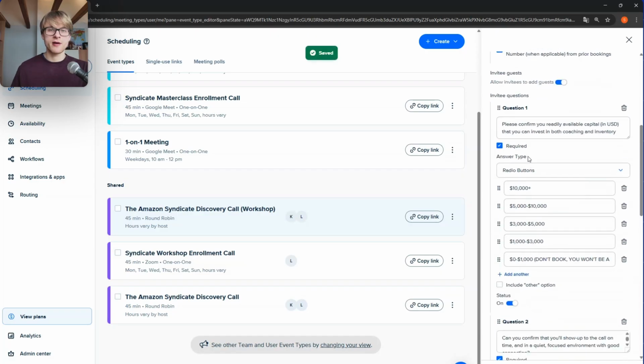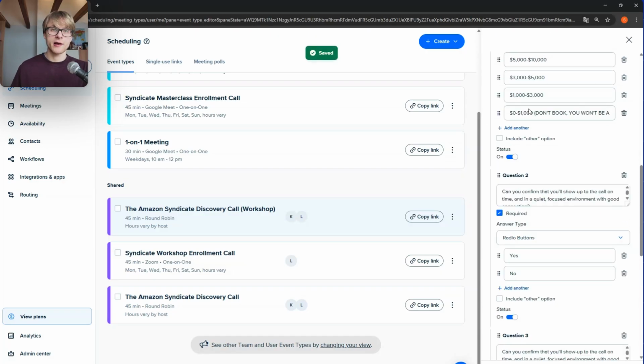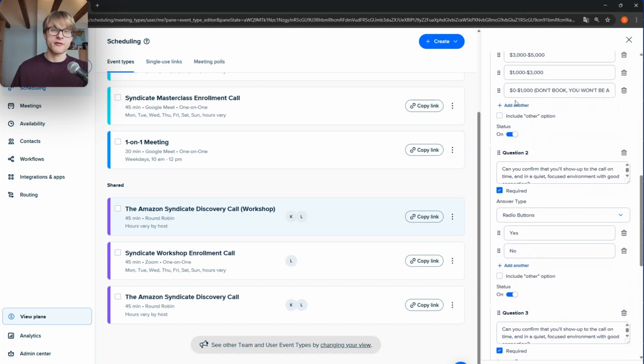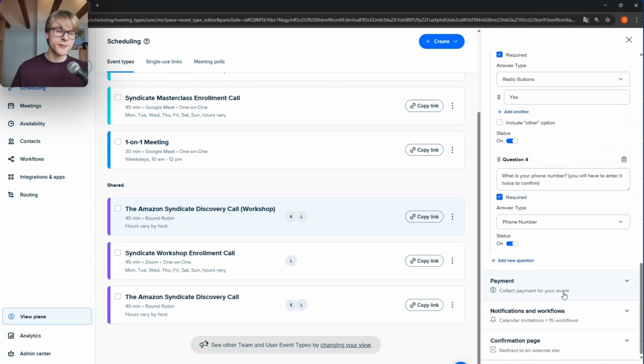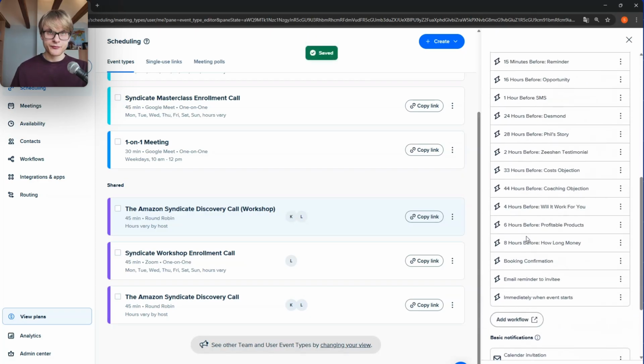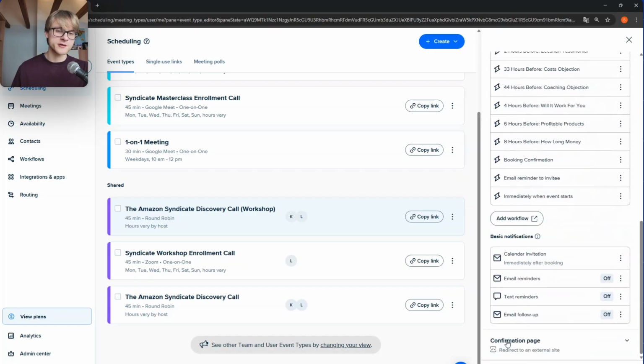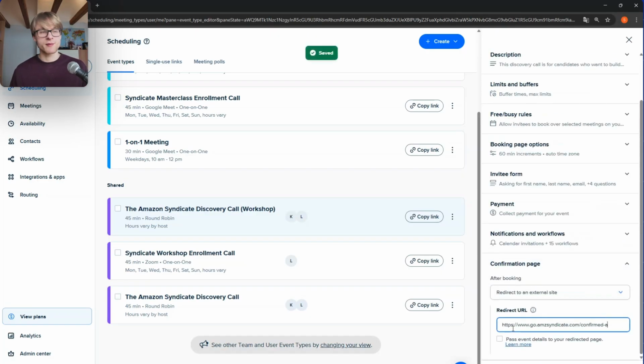We have our invitee questions, such as confirming their budget to add friction, and whether they can confirm they will show up, strict no-show stuff, and so on. We're collecting their phone number over there, and then we have a bunch of workflows, as you can see. Then we redirect them to a confirmed A page if they book from this call. But essentially, we're routing them through a Typeform, and then from the Typeform they get redirected. So this is basically how we set this up.